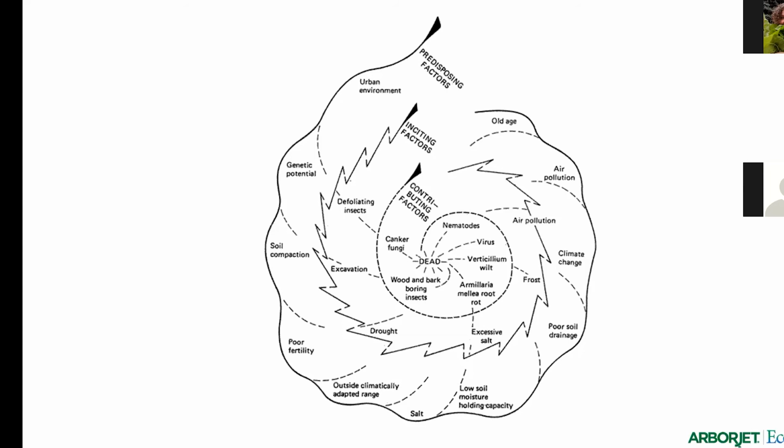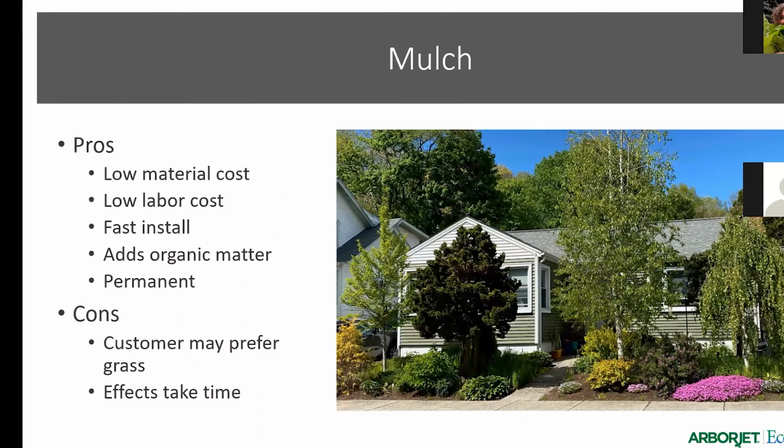So let the tree be where it wants to be naturally. Fake that forest environment is what you really want to do. And this is a planting that we're going to kind of follow over the years. This is what it looks like this year. And this is just the benefits of mulch on a planting. It's low material cost for the benefits. It's low labor to install it. It's fast. It adds that organic matter.